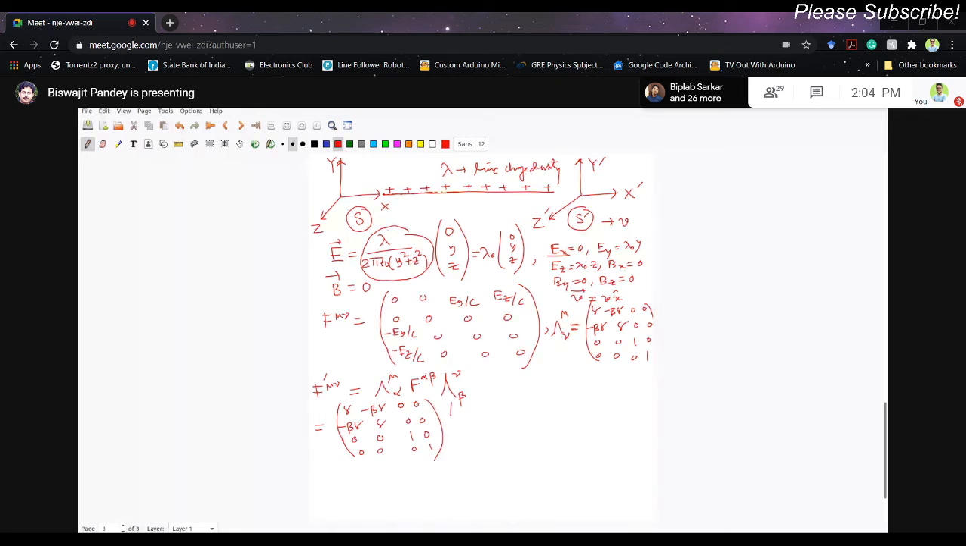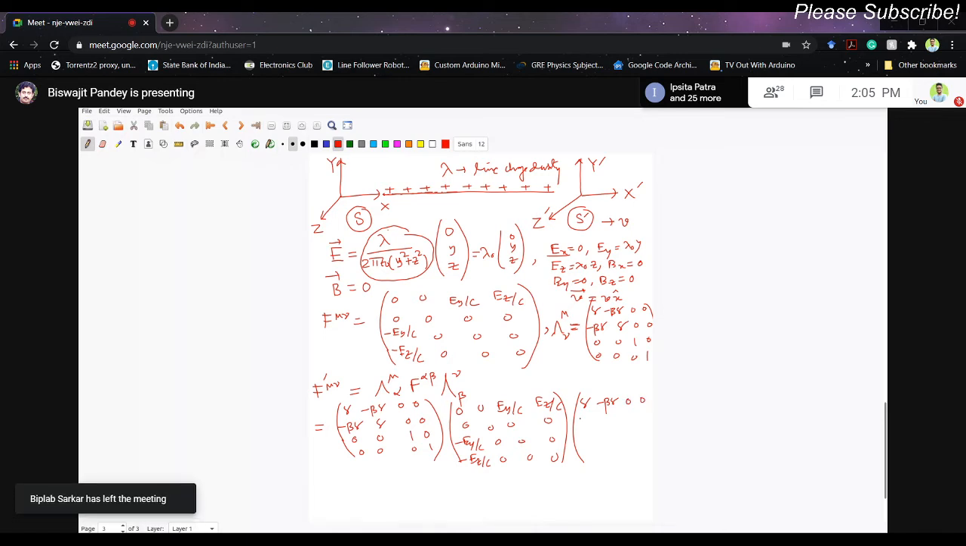This one is simple because we have just two non-zero components, Ey/c, Ez/c, 0, 0, minus Ey/c, minus Ez/c, 0, 0, 0, 0, 0, 0, 0, 0, 0, and then we have gamma, minus beta gamma, 0, 0, minus beta gamma, gamma, 0, 0, 0, 0, 1, 0, 0, 0, 1.